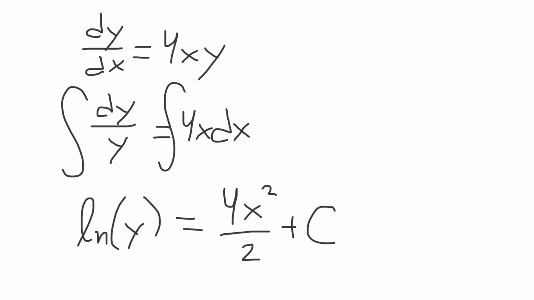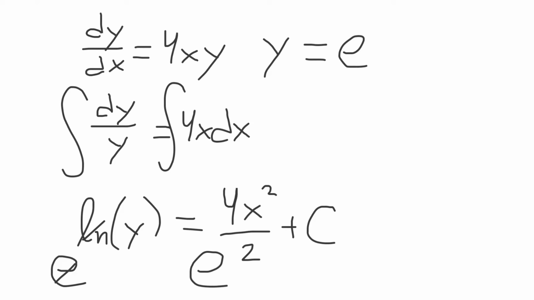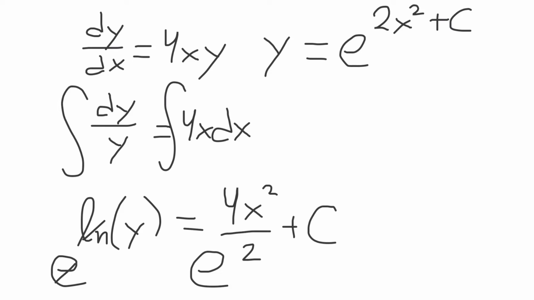Now we have to get y out of this natural log. In order to do that, we'll take e to the power of both sides. This e will get rid of our natural log, and then we'll just have y, which is what we're looking for on the left side of our equation. That will equal e to the, if we simplify 4 over 2, 2x squared plus c. Now, this is an acceptable solution to this problem. However, another way that we could write it is as y equals c e to the 2x squared. And that will be our final answer for this problem.